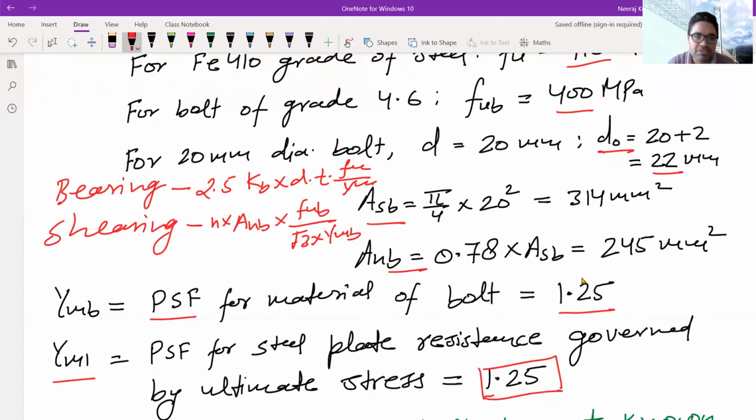If we calculate the shearing strength, we will not face any problem because all the values are already given here. But to calculate the bearing strength, we require a very important factor, kb. Kb is dependent on 4 parameters, and among those we require the value of pitch and edge distance. Edge distance and pitch are not given in the question, so it will be very difficult to calculate the bearing strength of the bolt in the beginning.